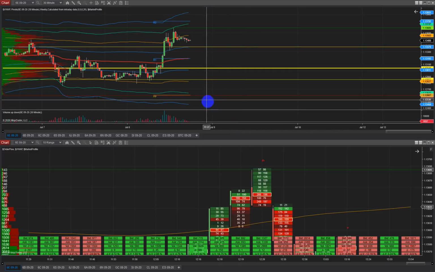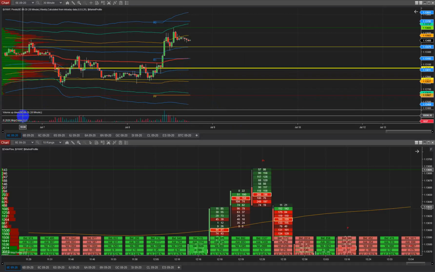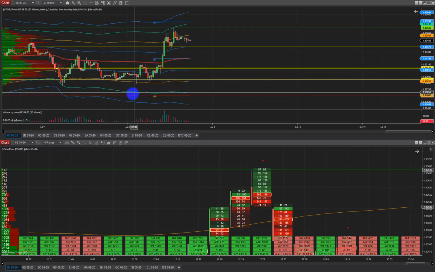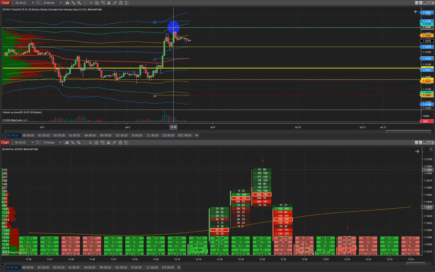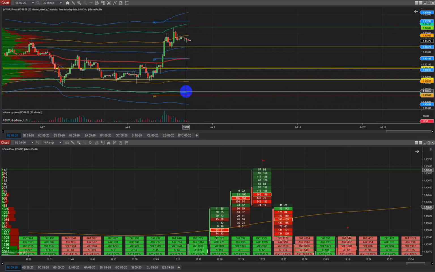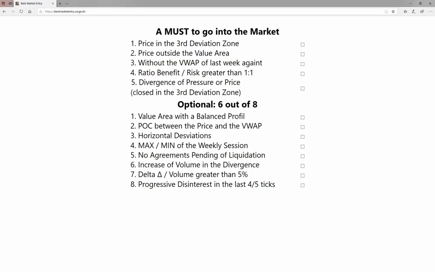So here we go with the analysis of the market of July the 8th, 2020. Okay, we're in the euro dollar and we see that the price went to the third deviation, even touched it, but we have some things that didn't make us go inside this trade. So we're gonna go one by one.